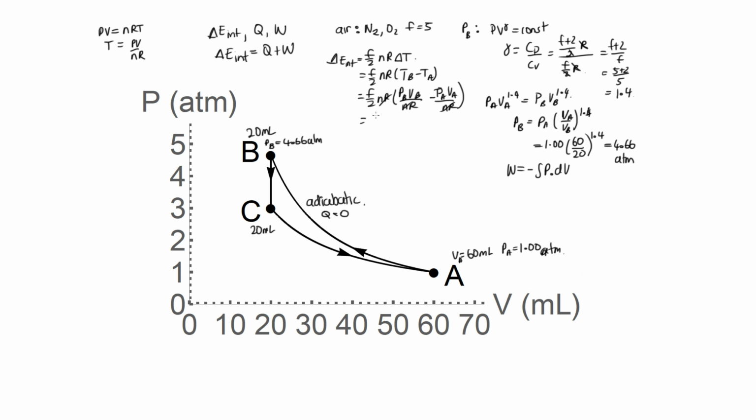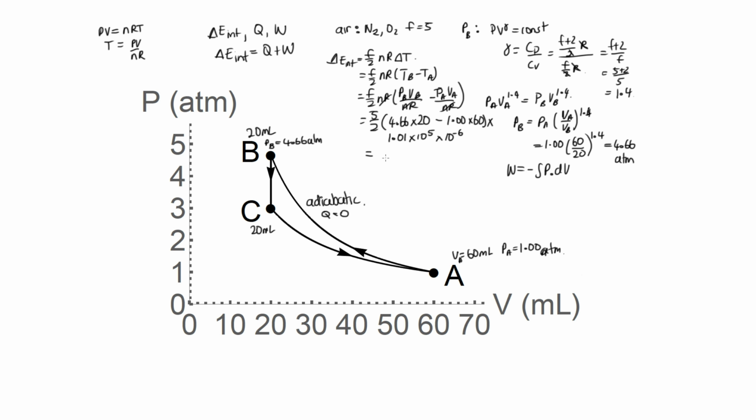And we've got values for all these things, so now we can substitute in. We've got 5 over 2. Now I'll put my conversion factors for the units outside the brackets because they apply to both these terms, so that'll just save me some writing. So this is 4.66 atmospheres times 20 milliliters minus 1 atmosphere times 60 milliliters. Now my conversion factors: to convert from atmospheres to pascals, times 1.01 times 10 to the 5, and then to convert from milliliters to meters cubed, it's times 10 to the minus 6. So it's 10 to the minus 3 to get to liters, and then times 10 to the minus 3 again to get to meters cubed.